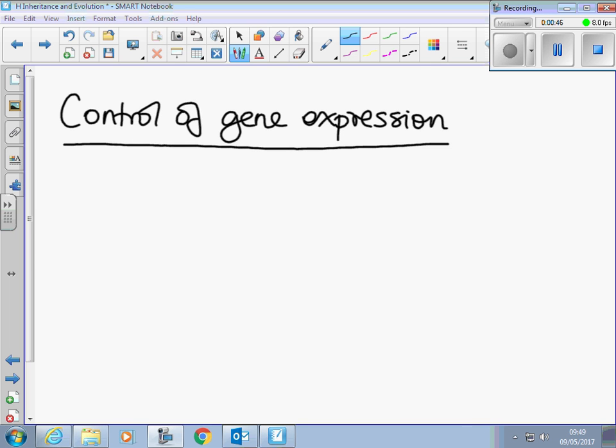But this is about the control of gene expression. And you've got quite a lot of material in your handout folders on this. The first bit of which, and it doesn't all come in the right order because I put it in there in the order I thought I was going to do it and then decided that wasn't the best order.